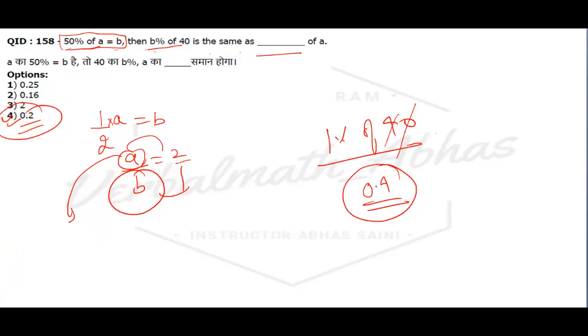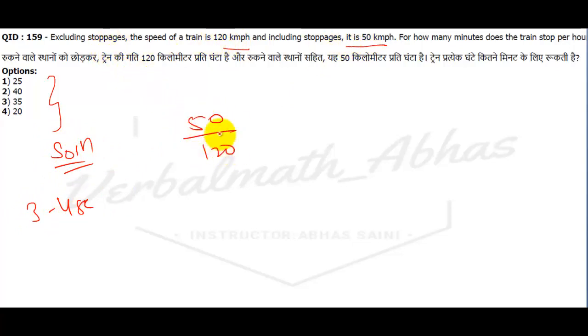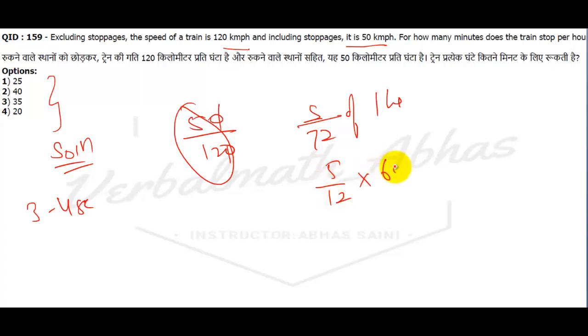Okay. Now next question. Excluding stoppages, the speed of a train is 120 km per hour, and including stoppages, it is 50 km per hour. For how many minutes does the train stop per hour? Let me tell you, this is only a 3 to 4 second question. Just write 50 upon 120. It means 5 by 12. 5 by 12 of 1 hour, or I can say 5 by 12 of 60 minutes. So 25 is your answer.